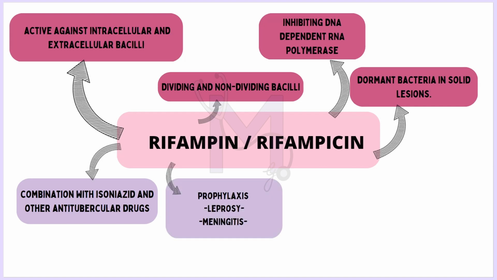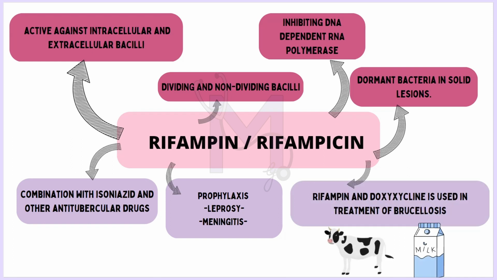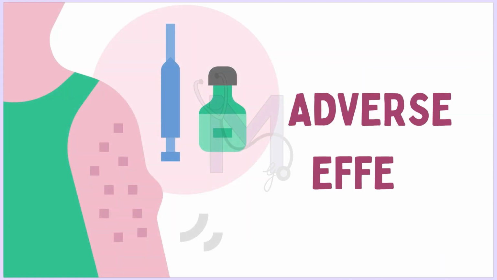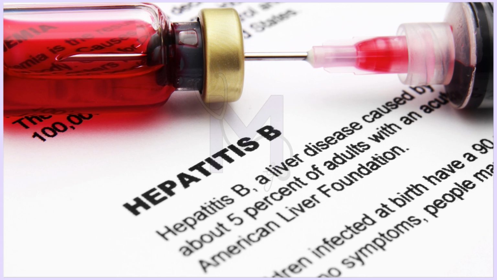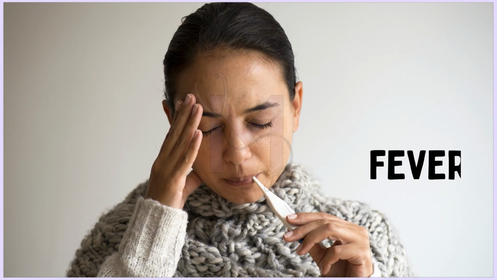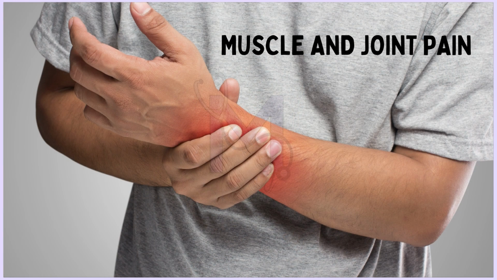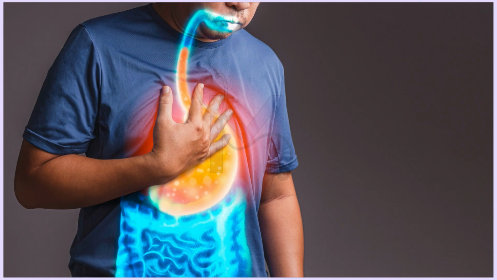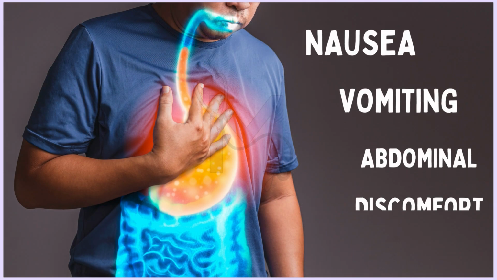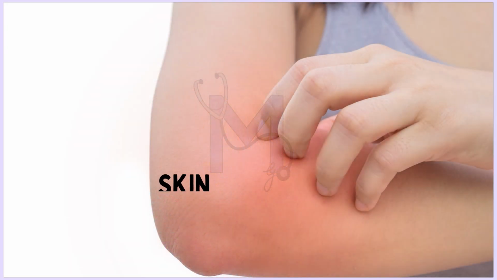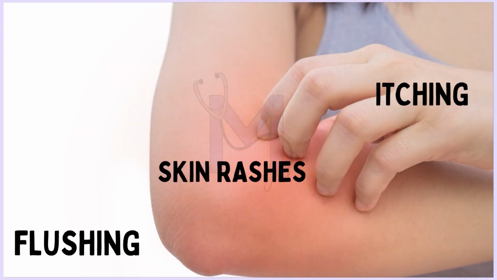Also used for prophylaxis of leprosy, prophylaxis of meningococcal infections, that is meningitis, and rifampin and doxycycline are used in treatment of brucellosis. Brucellosis is an infection caused when exposed to animals and animal products. Its adverse effects include hepatitis, flu symptoms like fever, chills, headache, and muscle or joint pain. It also shows GI disturbances like nausea, vomiting, and abdominal discomfort. Skin rashes, itching, and flushing are also observed.